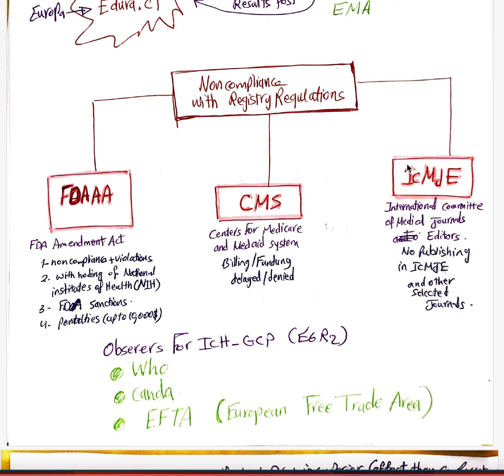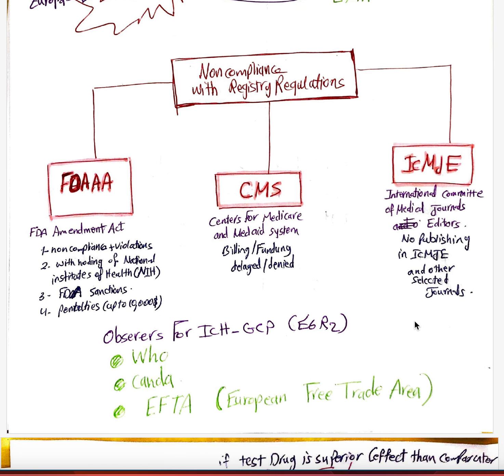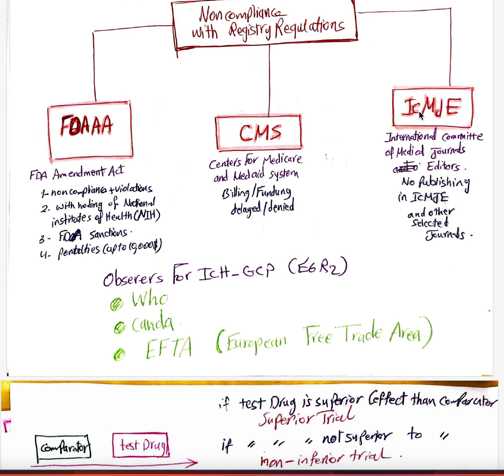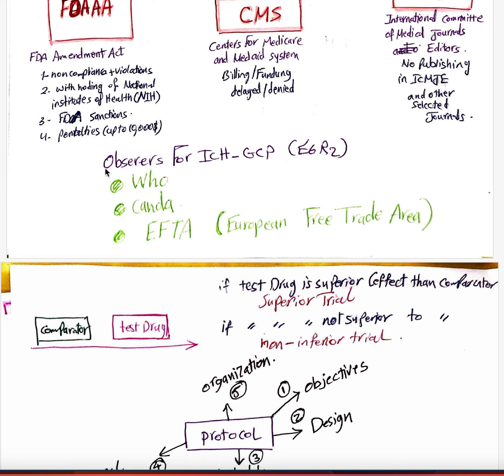ICMJE, International Committee of Medical Journal Editors. So you can see that I, that means International Committee of the Medical Journals Editors. Observers for the ICH, International Council for Harmonisation, GCP Good Clinical Practice E6(R2). There are many responsibilities for that: WHO, Canada, and also EFTA, which means European Free Trade Association.